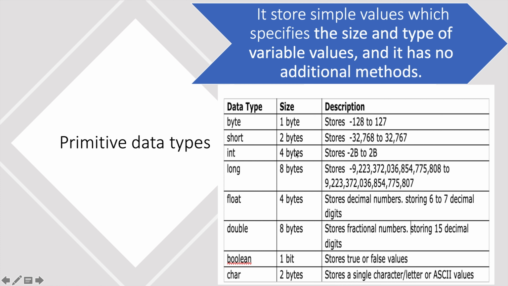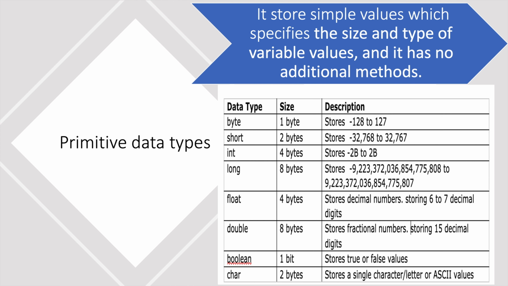So int, as you can see here, has a memory size of 4 bytes, and it can store from somewhere around -2 billion to +2 billion. So it's a huge number, right? And int is the most used data type for whole numbers. Similarly, long is 8 bytes. It is bigger than int as well, and it can store very big values. As you can see here, the biggest one for storing whole numbers is long.